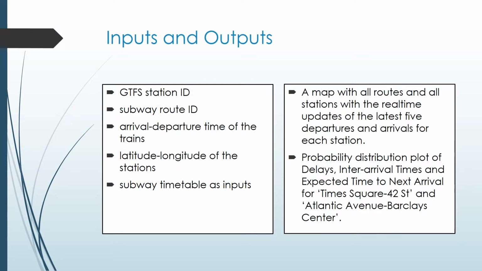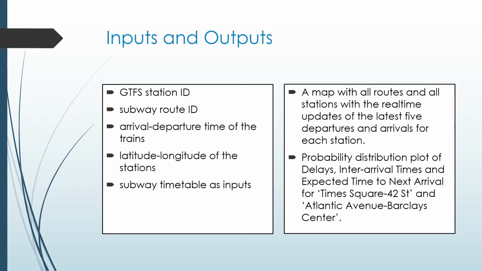This script reads the Metropolitan Transportation Authority real-time feed API for subway data, which are updated every 10 seconds. The MTA is the largest public transit authority in US, which is responsible for public transportation in New York City. It receives GTFS station ID, subway route ID, arrival departure time of the trains, latitude longitude of the stations, and subway timetable as inputs. It shows a map with all routes and all stations with the real-time updates of the latest 5 departures and arrivals for each station as output.